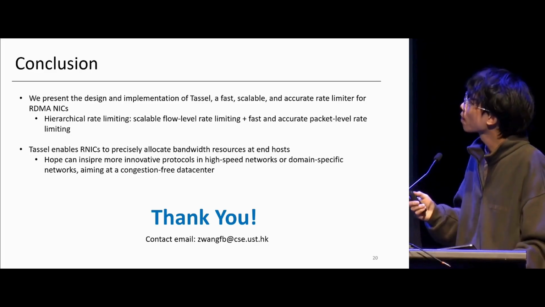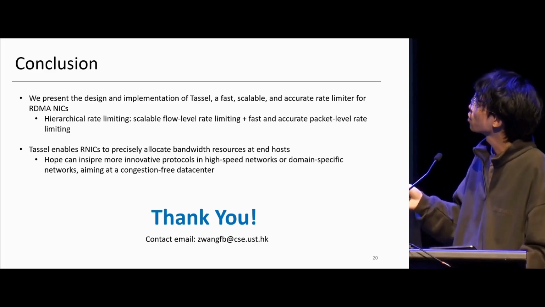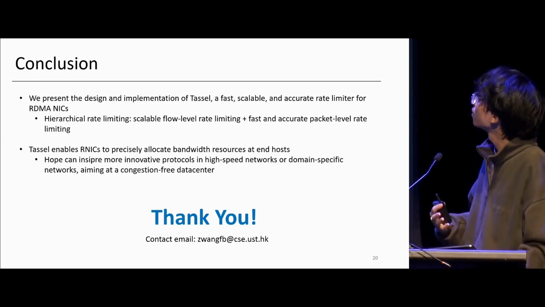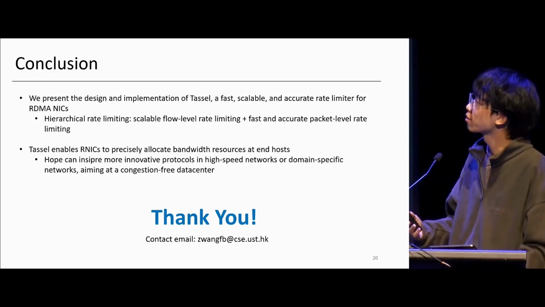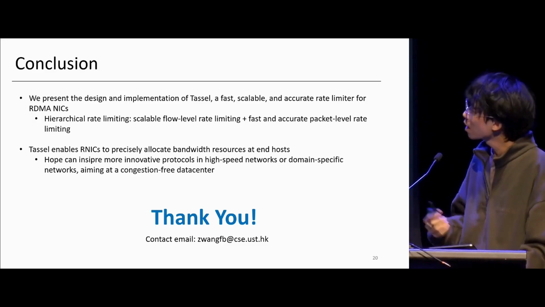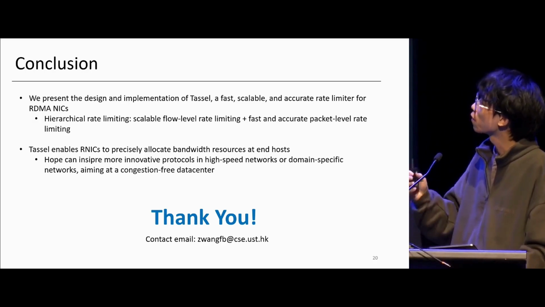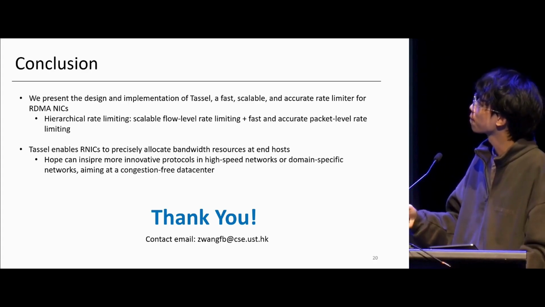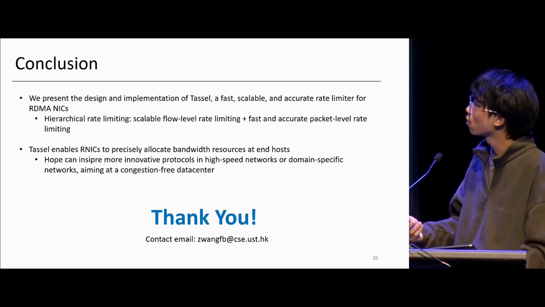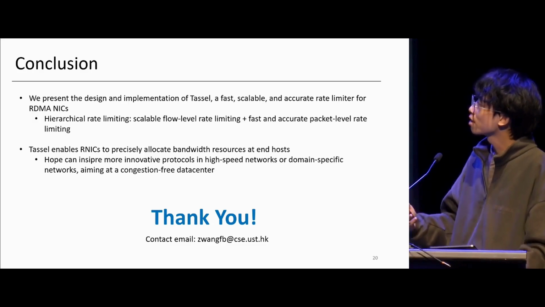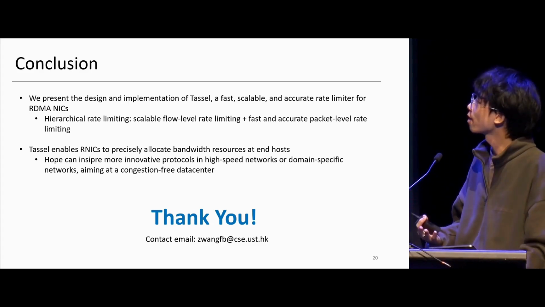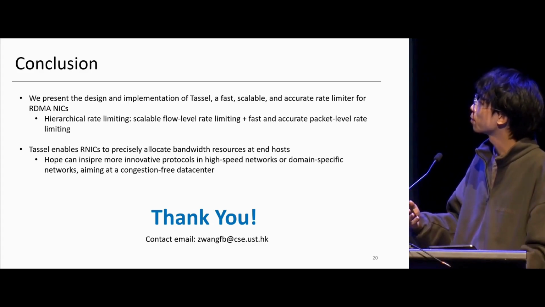To summarize, we present the design and implementation of Tesla, a fast, scalable, and accurate rate limiter for RDMA NICs. Tesla's hierarchical rate limiting combines scalable flow-level rate limiting with fast and accurate packet-level rate limiting. With Tesla, our NIC now can precisely allocate bandwidth resources at the end host, and we hope this can inspire more innovative protocols in high-speed networks or domain-specific networks aiming at a congestion-free data center.